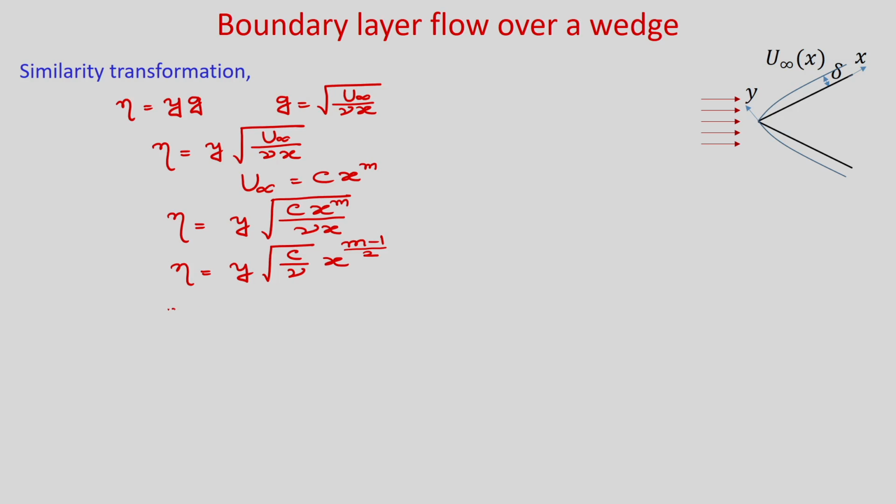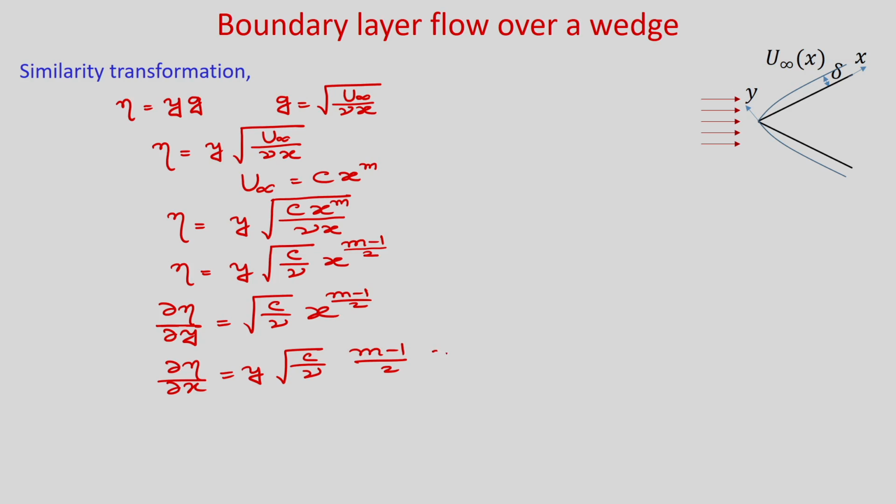So, now we can calculate del eta by del y. It will be root c by nu x to the power m minus 1 by 2. And del eta by del x, from here you can see, will be y root c by nu into m minus 1 by 2 x to the power m minus 1 by 2 minus 1. So, it will become m minus 3 by 2.